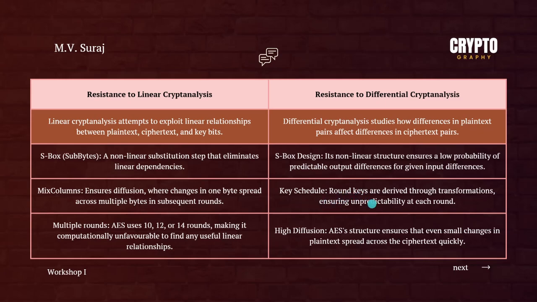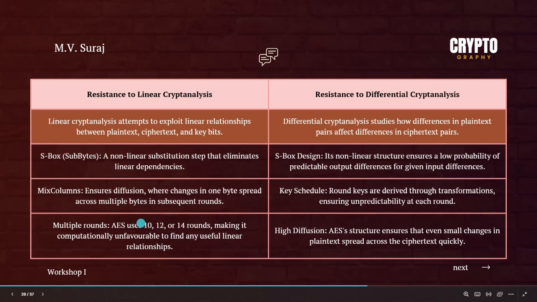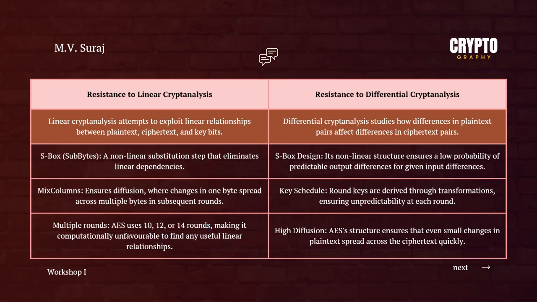In the key schedule, round keys are derived through transformations, ensuring unpredictability at each round. As you can see, round keys are derived through transformations. So we're doing a lot of transformations to get each value. It's not a variable, it's not predefined, it's not constant. That's why neither of these two will work. Multiple rounds: AES uses 10, 12 or 14 rounds, making it computationally unfavorable to find any useful linear relationships. That's exactly what I said. High diffusion: AES structure ensures that even small changes in plaintext spread across the ciphertext quickly.